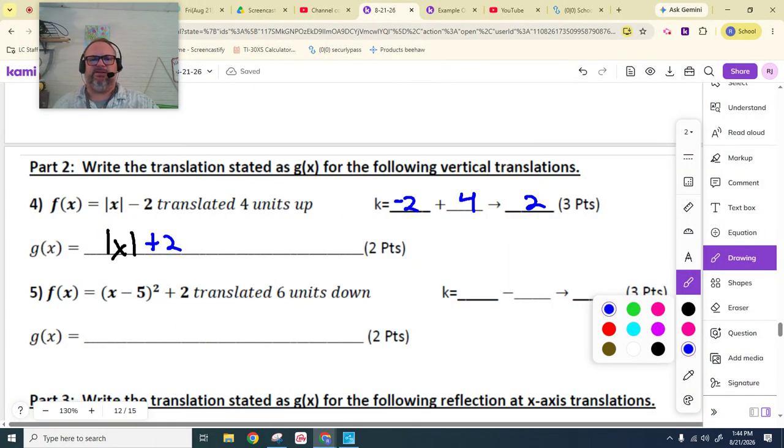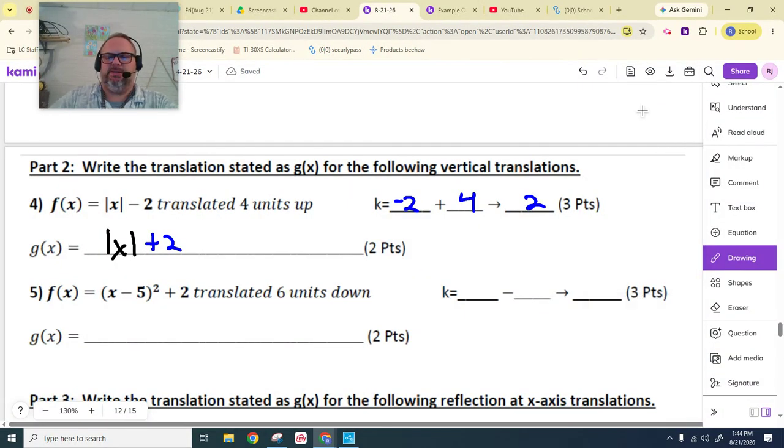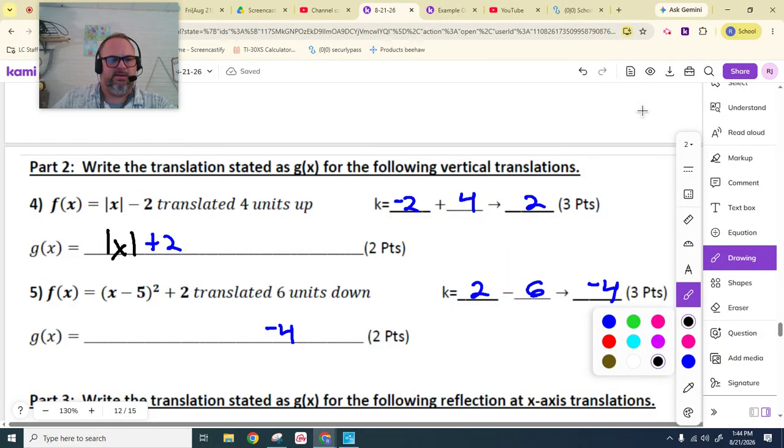So if you really look at number 4, this right here is worth 3 points. The final answer is only worth 2. This whole concept right here is worth more points than the actual answer. And I think some people enjoy that type of stuff. So 6 down, this would be -4. X minus 5 squared, and then -4.